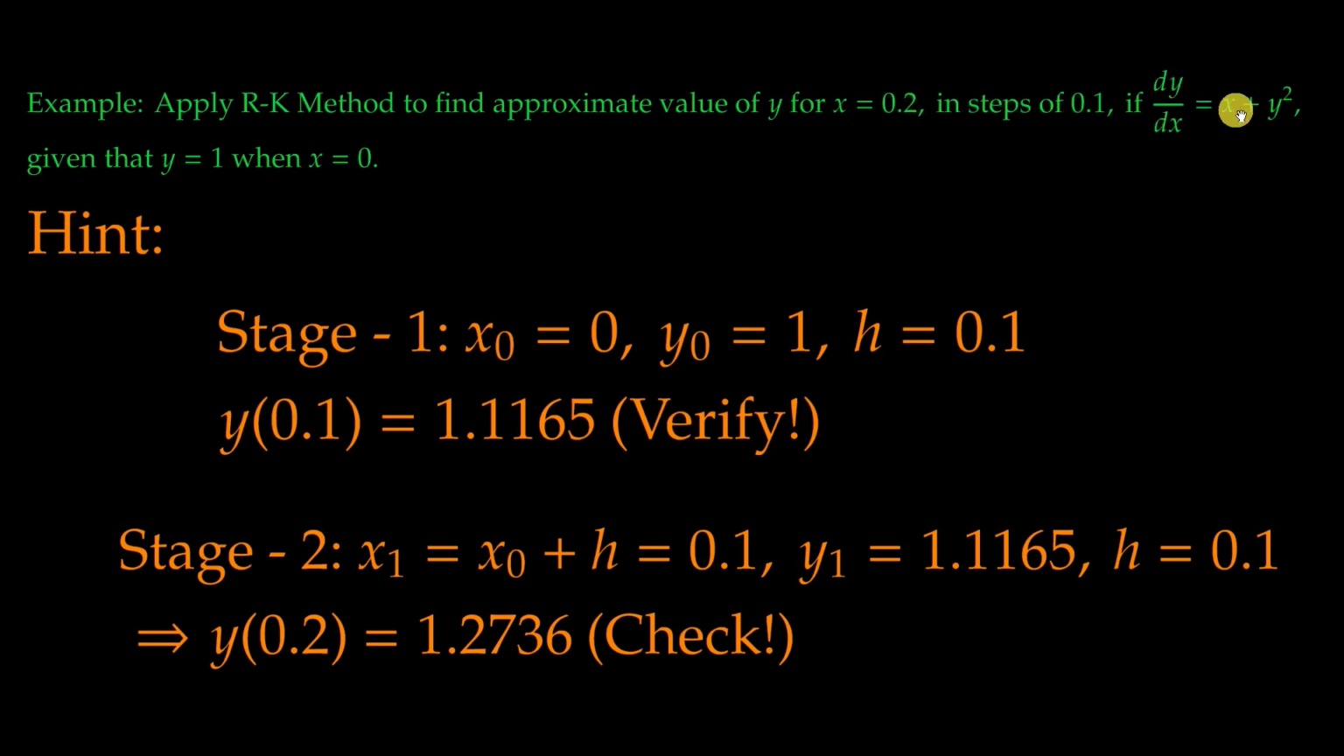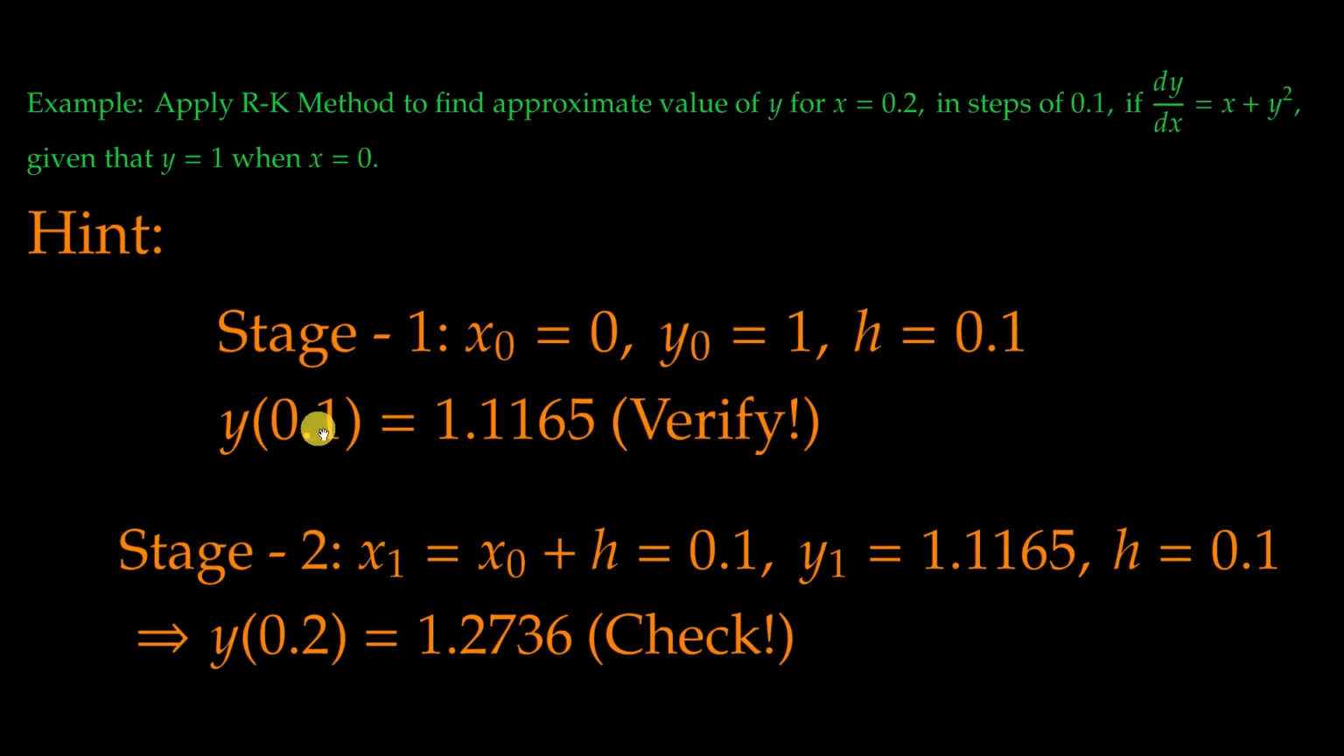If dy by dx is some function, x plus y square, given that y is equal to 1 when x equal to 0, I am just going to give you a hint here. Stage 1: you are starting from 0 and you will reach x equal to 0.1 by using step size h equal to 0.1, right? So just apply the normal RK method that we have seen in the previous problem and your answer will be 1.1165, but please keep in mind that this answer pertains to the value of x equal to 0.1, and now your target is to find the value of y when x is equal to 0.2.